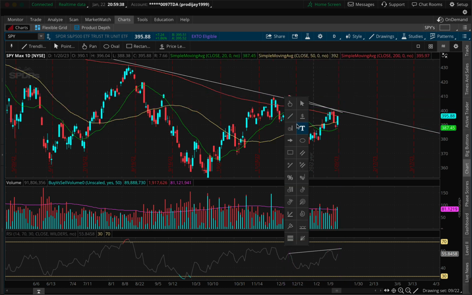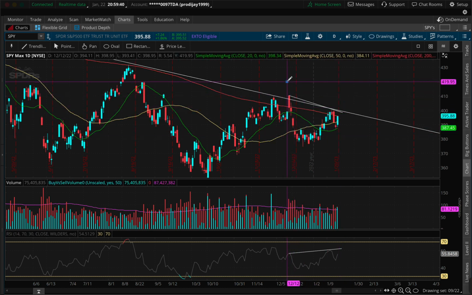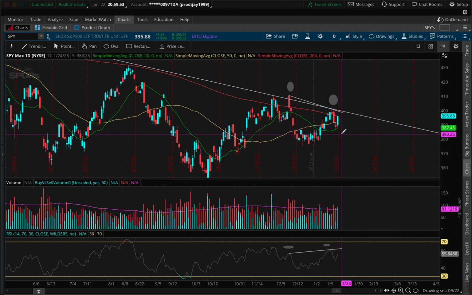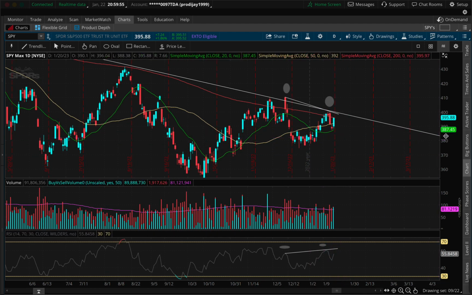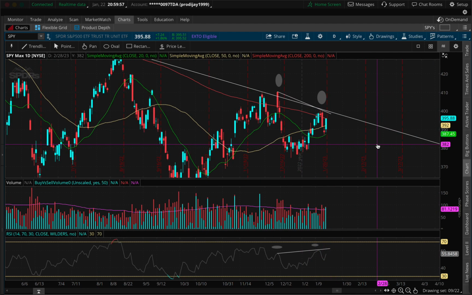You can see that this is creating lower highs while this is creating higher highs. That's just something that I have on watch as well. Like I said, it's not something that I rely on completely. It's just something that I have on watch and I'm noticing.